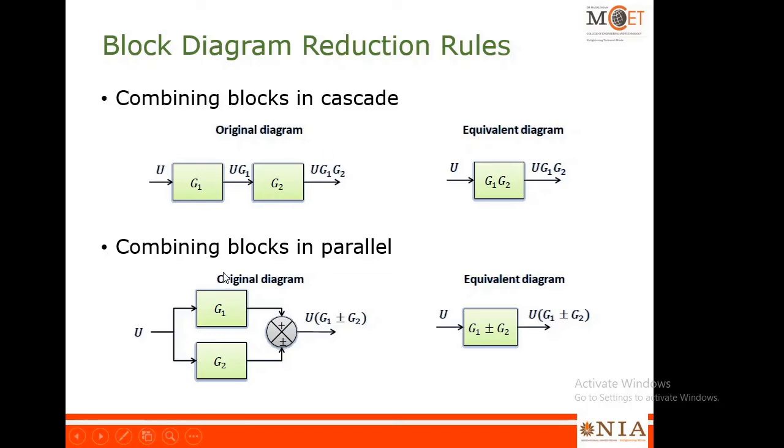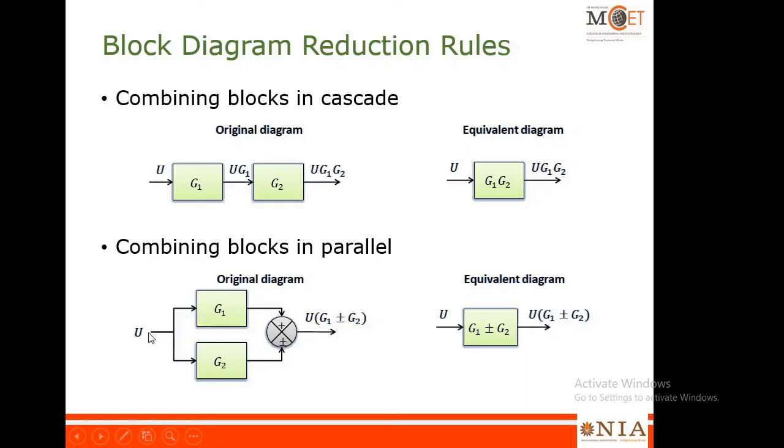The second rule is combining two blocks in parallel. When do you call two blocks in parallel? That is, if the same signal flows into the two blocks and the outputs of the blocks are getting added, then you call the two blocks as blocks in parallel.